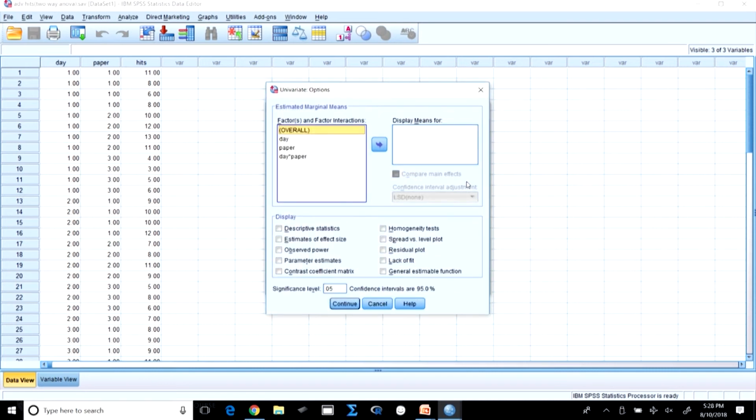Now, I am going for some options. For example, I want to check for the overall model, the means for the day and paper and these 3, and I want to compare the main effects. I want to go through two different things. One is the descriptive statistics I want to see, and I want to see the homogeneity test.